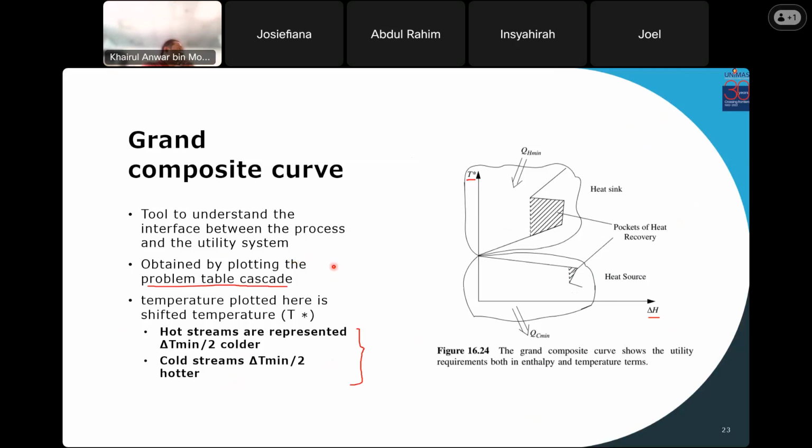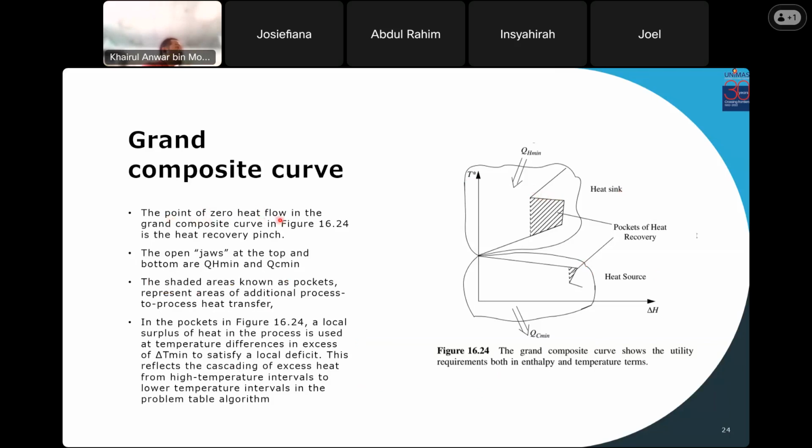Then the grand composite curve. It is a tool to understand the interface between the process and utility system, obtained by plotting the problem table cascade. The picture plotted here is shifted temperature. So hot streams are represented by T minus delta Tmin over 2. So from here, the point of zero heat flow in the grand composite curve of figure 16.4 is the heat recovery pinch. Here is the pinch.